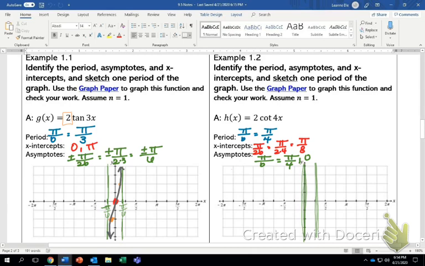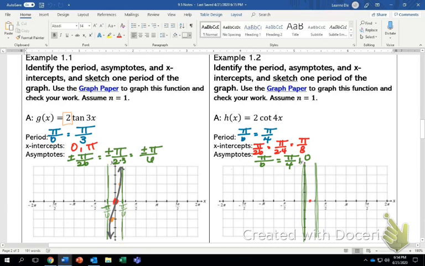So now we have to put all of our pieces in here. So let's put our x-intercept. Our x-intercept is at pi over 8. That is just halfway between 0 and pi over 4. So it's going to be right around here. Let's make it a little bit darker.